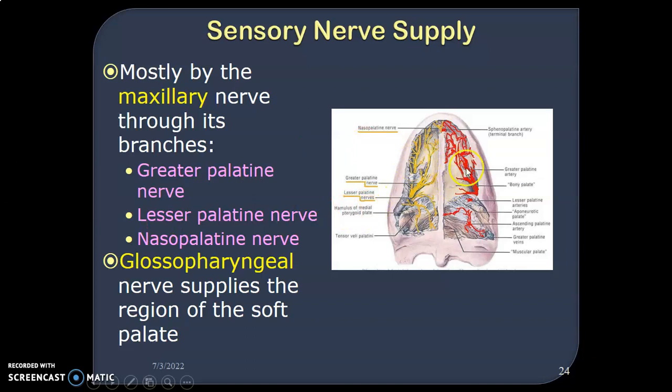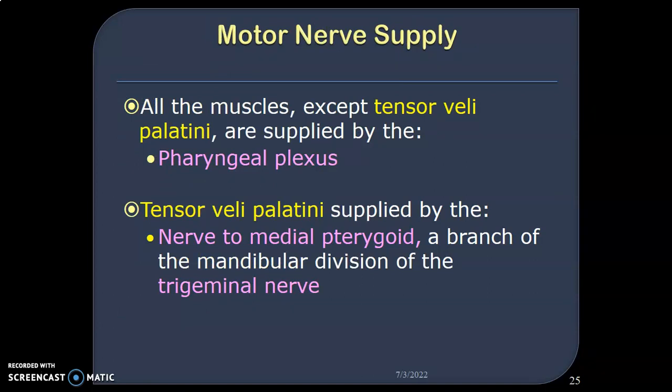So the region of the hard palate, you have maxillary nerve giving nasopalatine branch, greater palatine branch, and lesser palatine. While towards the soft palate region, you have glossopharyngeal nerve that provides a sensory nerve supply. So when you're asked to write about the gross anatomy of the palate, that's how you are supposed to divide the discussion. Then what's the motor nerve supply?